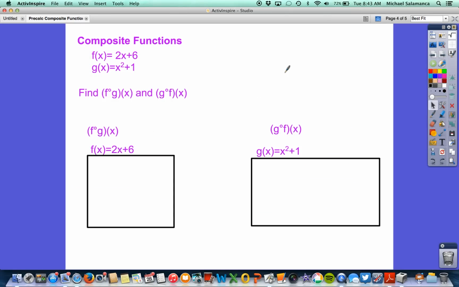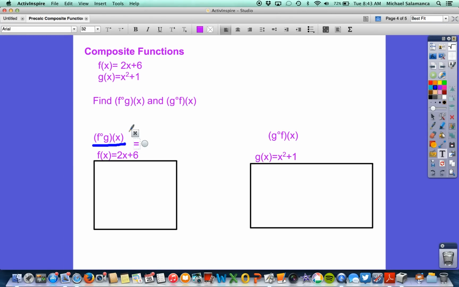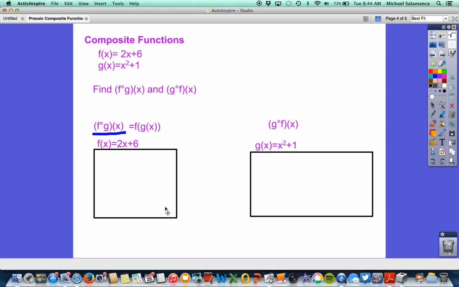Composite functions are going to take up a little bit more time. So again, we're going to stick with the same f of x and g of x functions. Now it says in the question, find f of g of x and g of f of x. So we're going to start with f of g of x. When we do this, we're essentially taking the g and substituting it into the x of the f function. So here's how this should work.